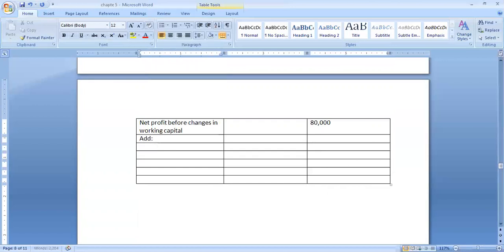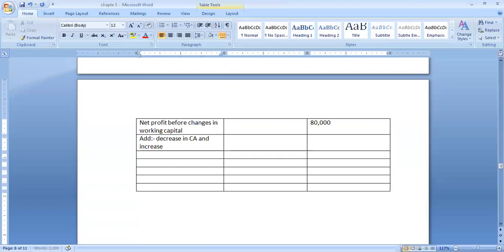Now add decrease in current assets and increase in current liability. Okay. So which will be adding decrease in the current assets and increase in the current liability.